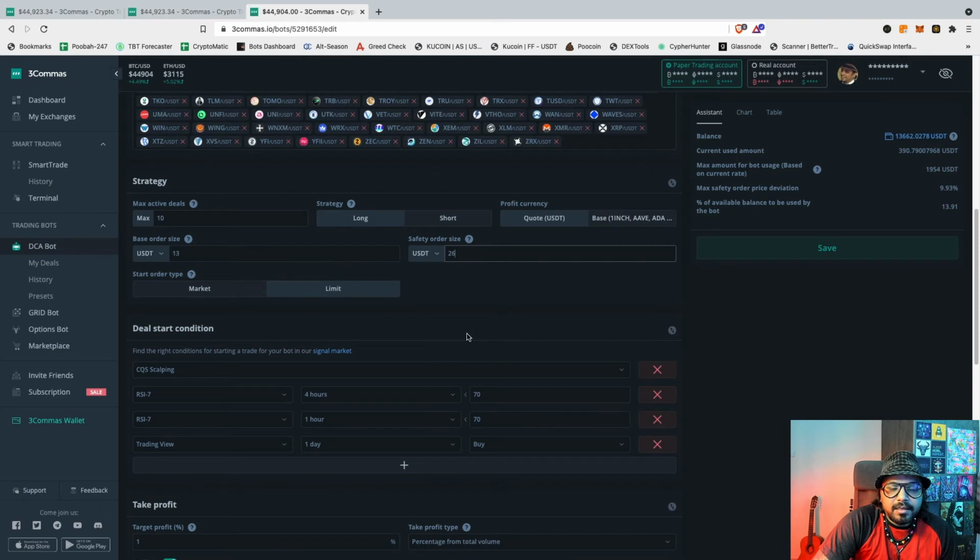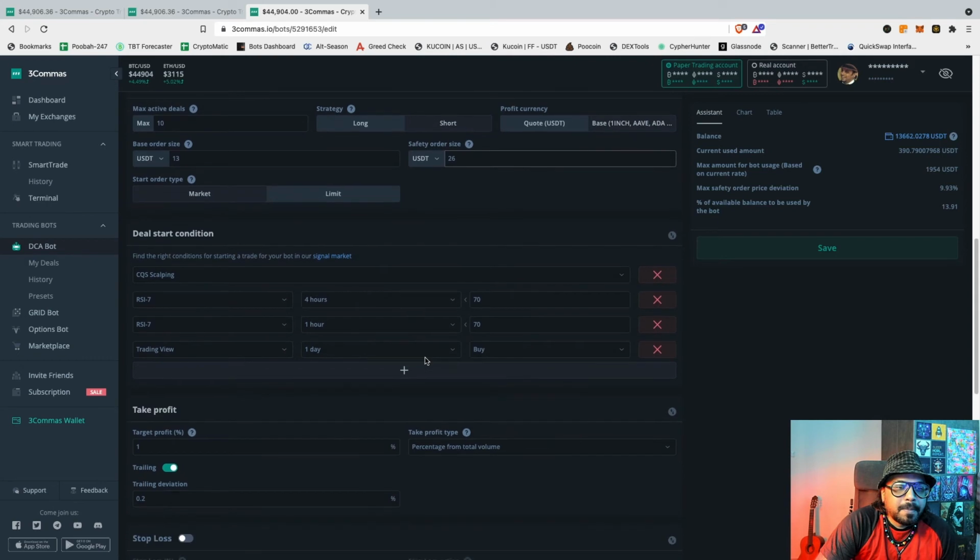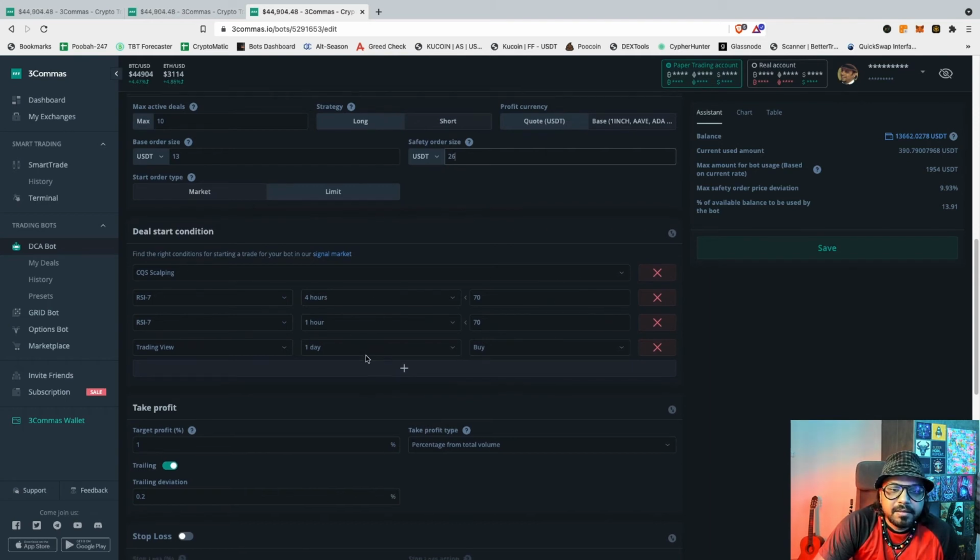Now this is the deal start condition. So the deal start condition is CQS scalping, plus there are additional safety layers from RSI. So 4 hours RSI to be less than 70, 1 hour RSI to be less than 70 to avoid buying something which is overbought, and TradingView buy. So just an additional add-in here, but if you want, you can just stick to this only. But I would say, yeah, this is great.